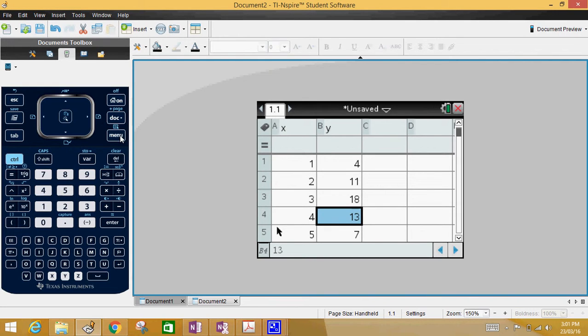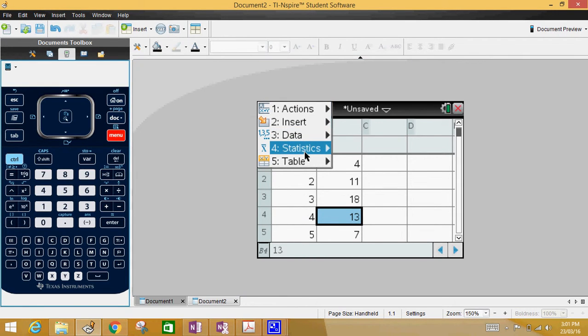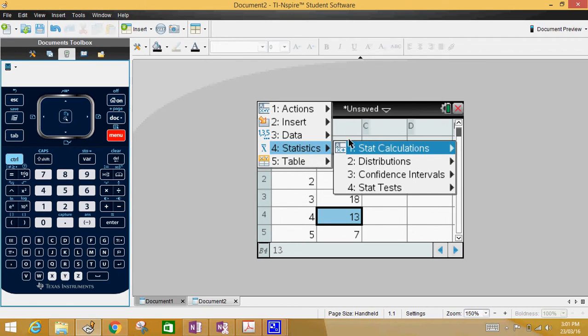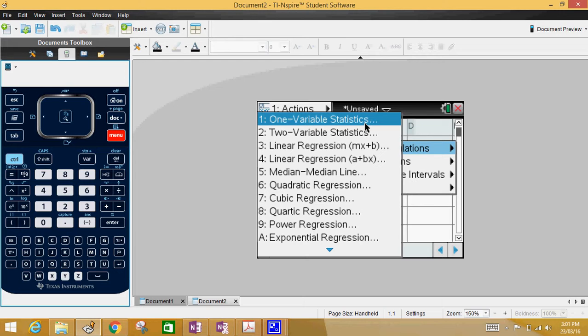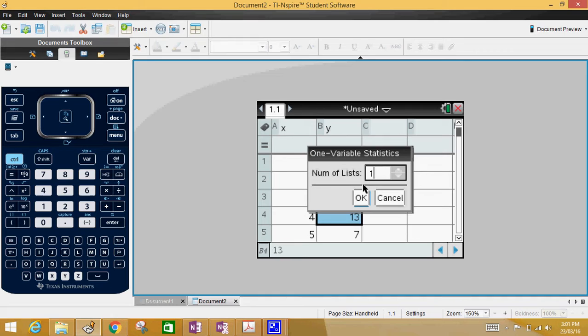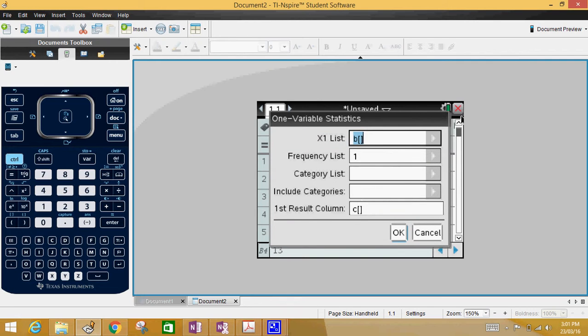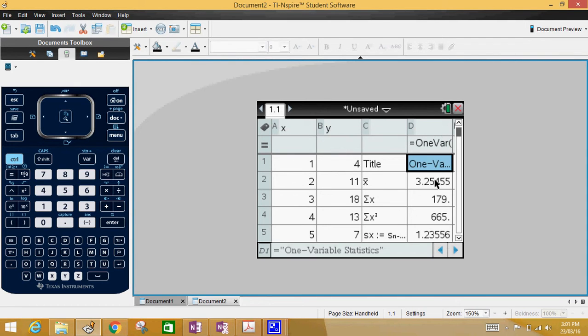And now what you do is you go to Menu, Statistics, Stat Calculation, and it's one variable statistics, not two variables. We're only looking at one number. That's your aces. How many lists? This is where people get it wrong. Sometimes they say 2 lists, but that's wrong. There's only 1 list. Now the 1 list was your X value, and then we've got a frequency. How many of each X value? And that was your Y. Put it in, go OK, and there you go.